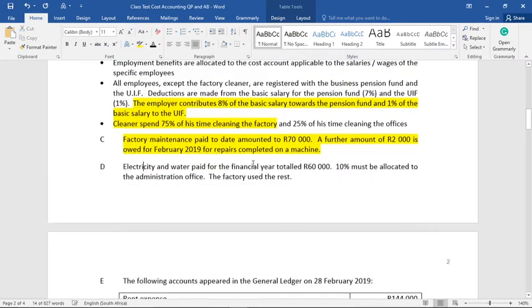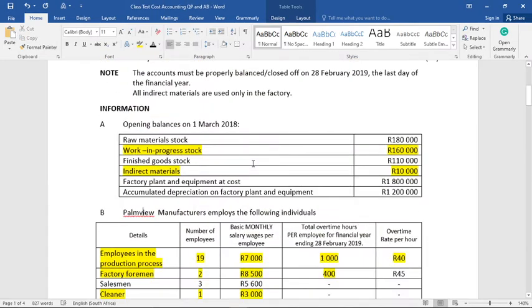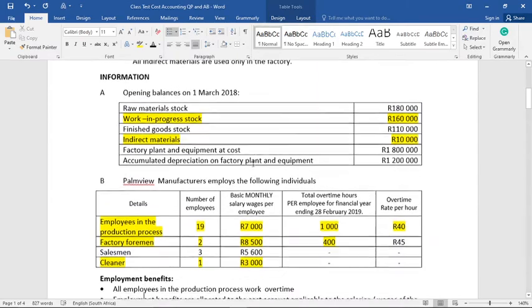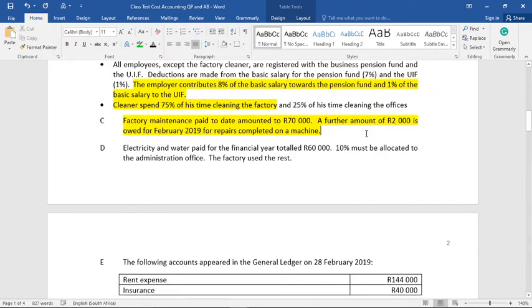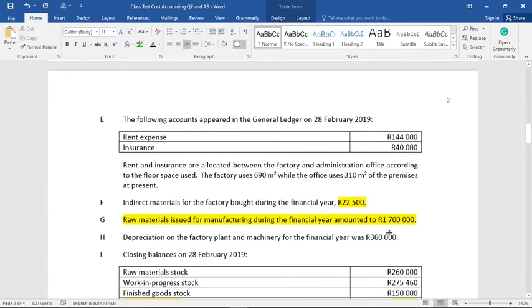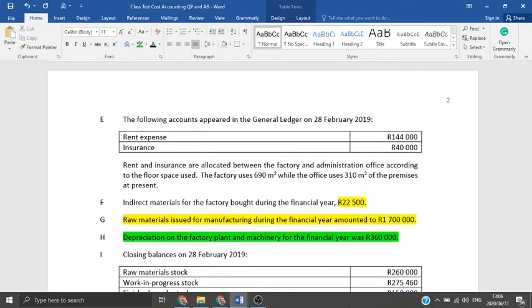Something that you would have to notice. Oh, this is a goodie. Look carefully. At our opening balances of the year, we had factory plant and equipment at 1.8 and accumulated depreciation at 1.2. That means our book value was 600,000. So we have depreciated this year 360,000, right? So are we allowed to depreciate all of it? Yes, we are allowed to.